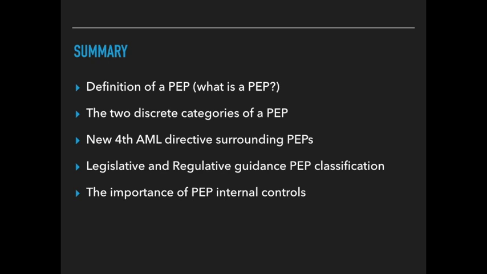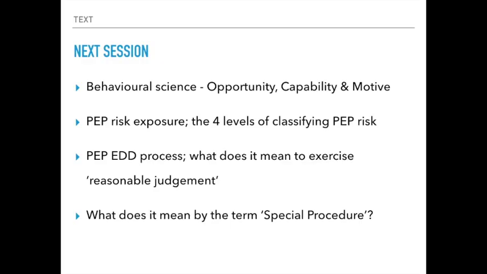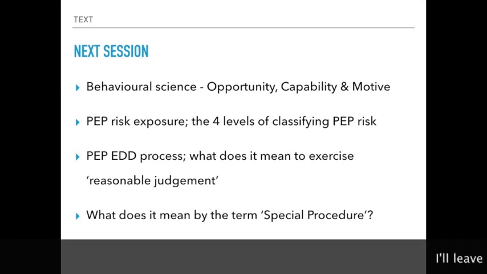Now, the summary of what we've discussed: we went through the definition of PEP, including what is a PEP, the two discrete categories of a PEP. We covered the fourth AML directive surrounding PEPs. We covered the legislative and regulative guidances on PEP classifications. We covered the importance of PEP internal controls. And in the next session, I hope to provide you with the behavioural science side of things. But we have to keep all these things in mind when looking into what the motivation behind a business relationship is for the PEP. PEP risk exposure, the 4 levels of classifying PEP risk. PEP enhanced due diligence process. What does it mean to exercise reasonable judgment? And finally, we're going to be looking at the term special procedure. What does it mean by that?